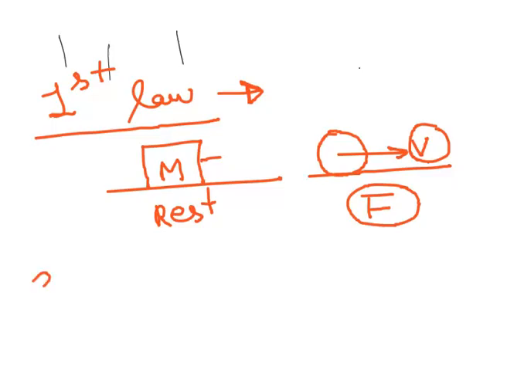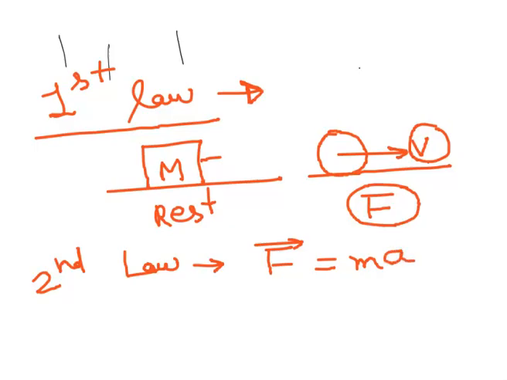Now move to the second law. What is Newton's second law of motion? The second law of motion says that the force applied on a body is equal to the product of mass and acceleration. So this is F, and this is F net. It is very important. This is F net. Why F net?